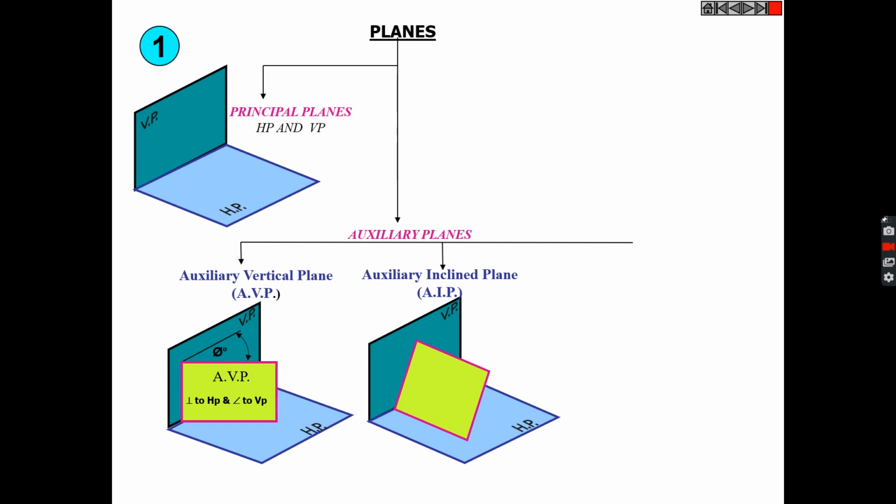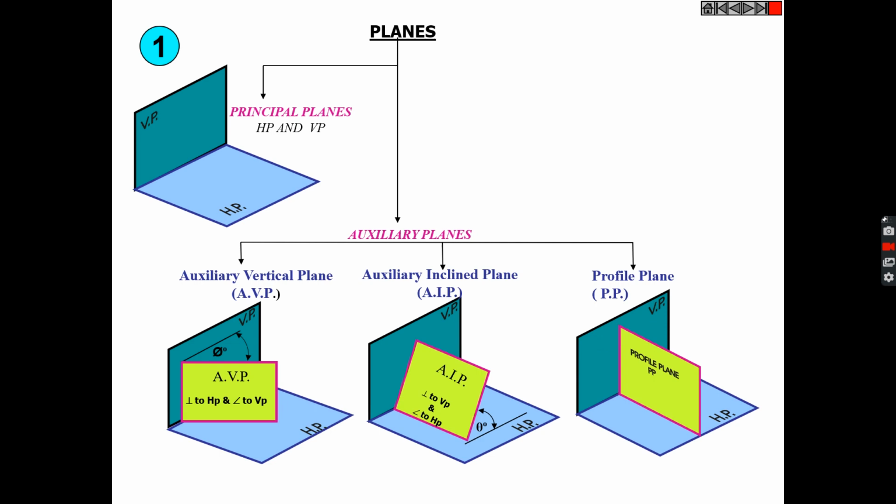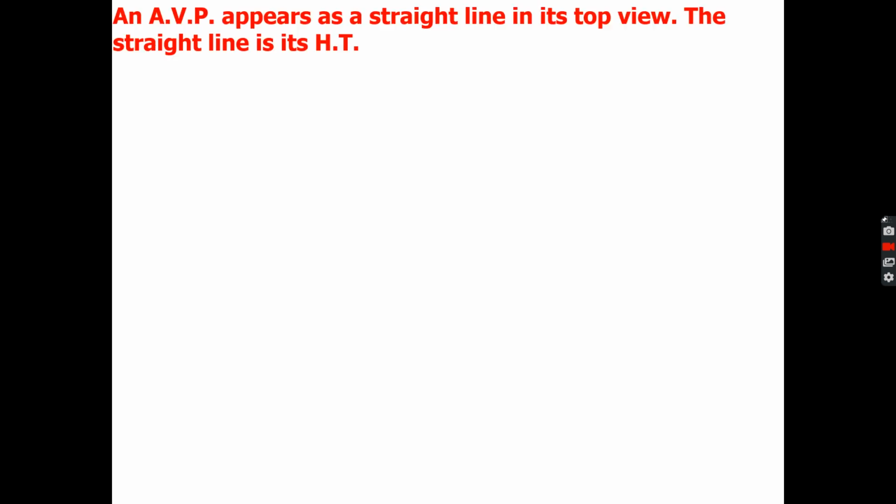Okay, so these names are basically made with respect to the horizontal plane. If it is inclined plane, inclined to what? Horizontal plane. If it is vertical plane, vertical to what? Horizontal plane. So these planes are named with respect to horizontal plane. Auxiliary vertical plane, the plane that is vertical or perpendicular to the horizontal plane. Auxiliary inclined plane, this plane is inclined to the horizontal plane. Okay, and third one is profile plane, that you already know.